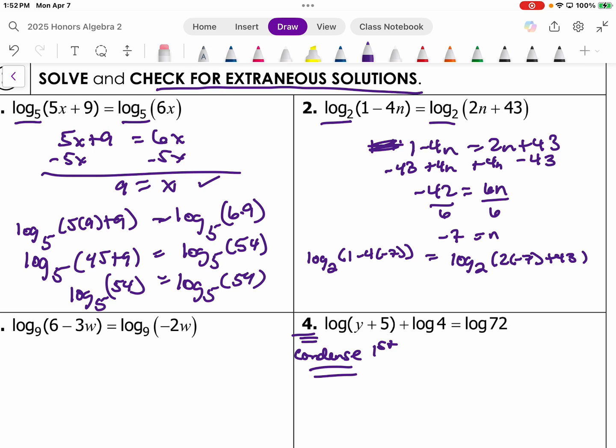Negative 4 times negative 7 is positive 28 plus 1 is 29. So that's log base 2 of 29. On the other side, 2 times negative 7 is negative 14. Negative 14 plus 43 is 29. So that actually is okay. Hey, those left and right sides are equal, so I know that negative 7 is my solution.